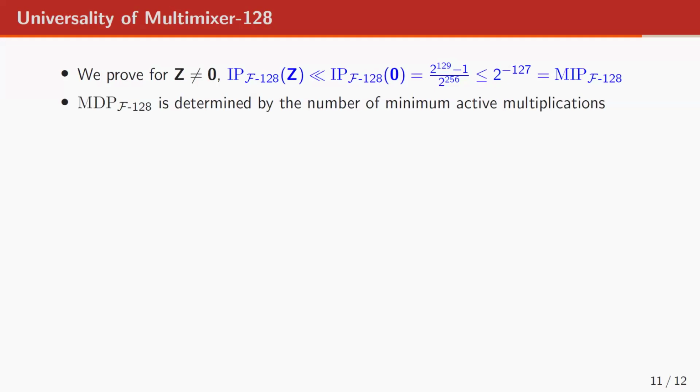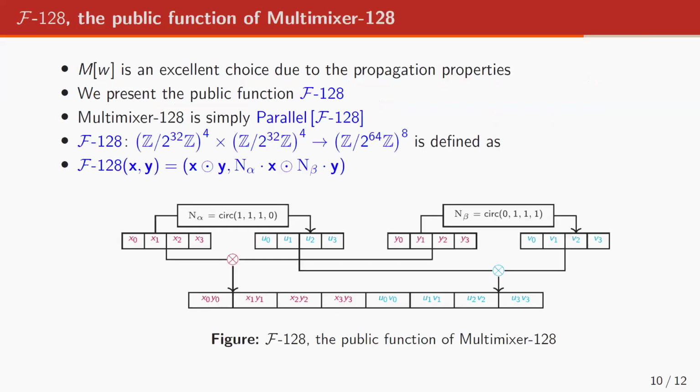For the MDP, we note that the MDP of F128 is determined by the number of minimum active multiplications. What we mean by that is, for any input difference to this public function, we have 8 possible multiplications. That input difference will propagate to each of these multiplications, and clearly only the multiplications that have a non-zero input difference play a role in determining the DP of that differential. So we refer to these multiplications with non-zero input difference as the active multiplications, and the input difference that leads to the minimum possible number of active multiplications will determine the MDP.